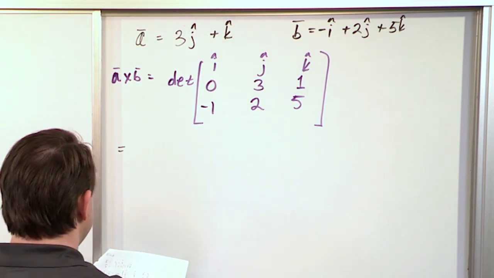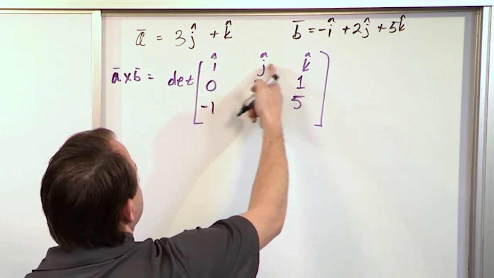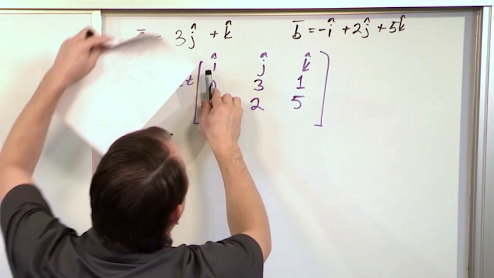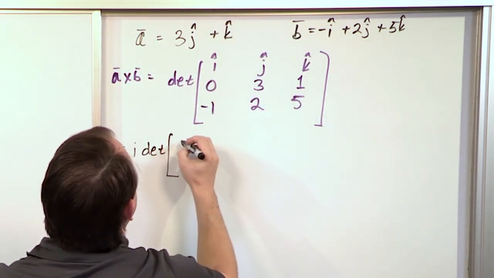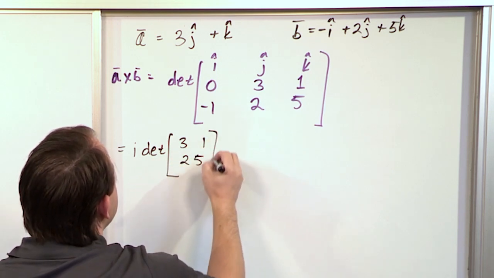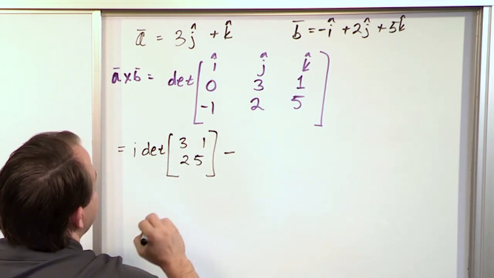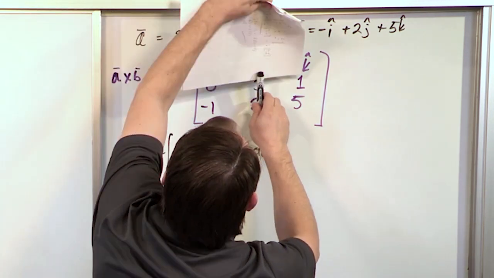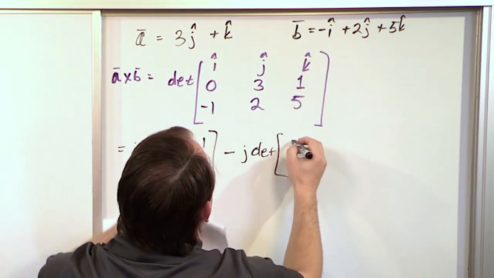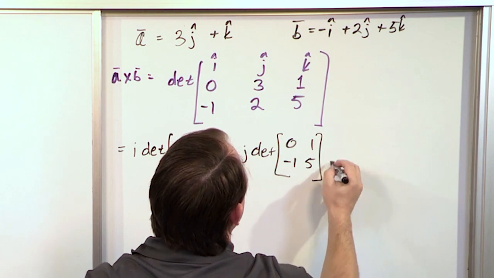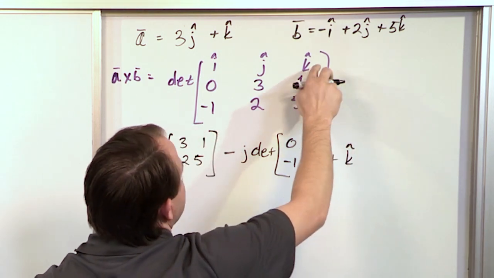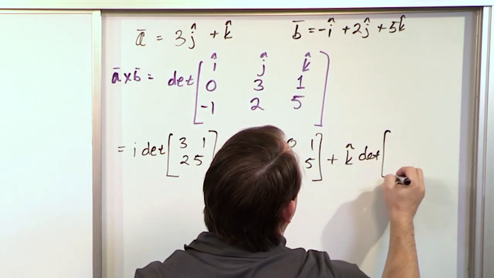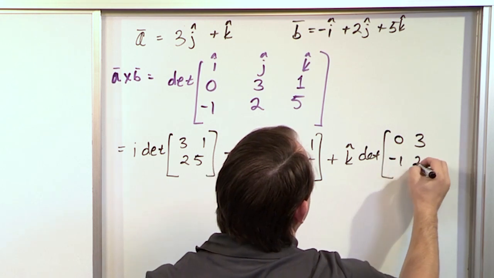So you go across the first row. First you'll have the i, then the determinant of the matrix formed when you cross these out. So you have 3, 1, 2, 5. And I tell you, you get very good at it after a while. You have to remember the negative, then you put a j times the determinant. Cross this out, so you have 0, 1, negative 1, 5, plus the k times the determinant of 0, 3, negative 1, 2.